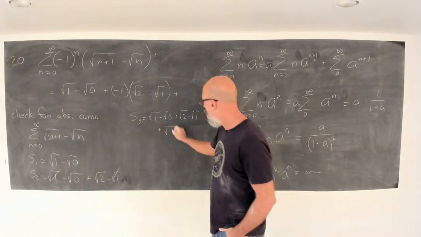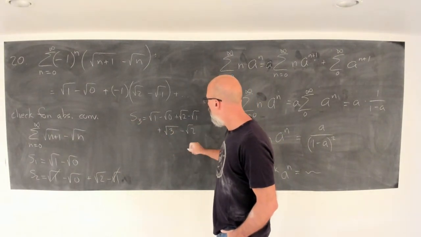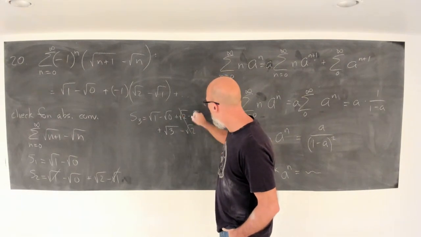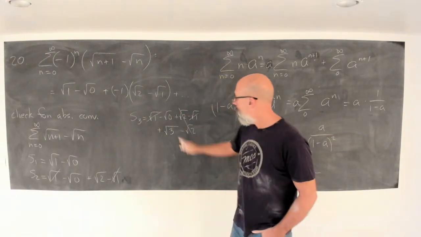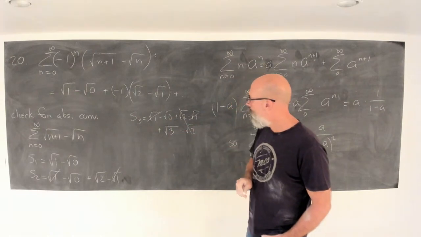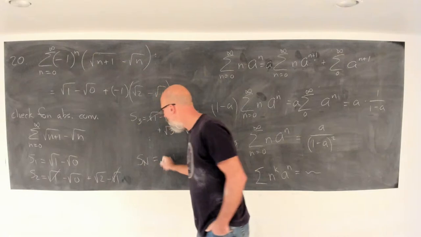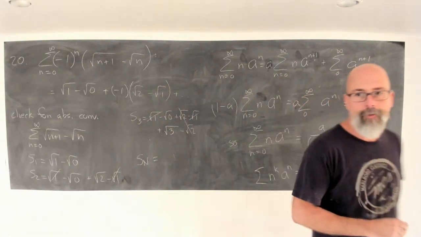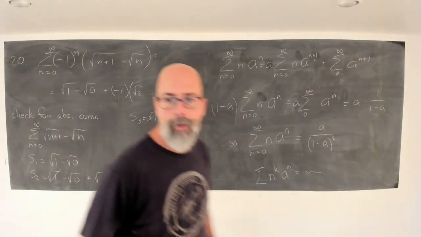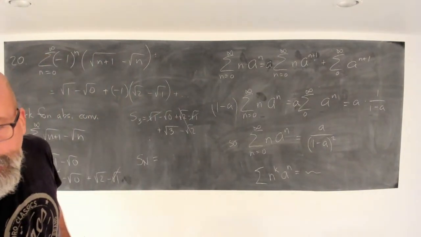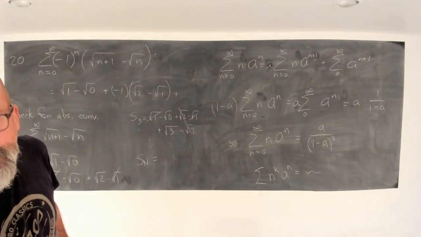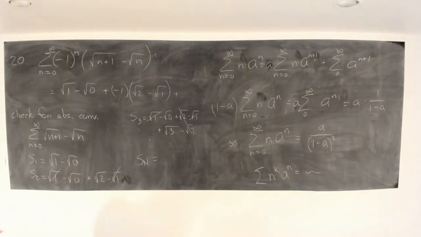When n is 2, you get root 3 minus root 2. And these cancel out, and those cancel out, leaving you with root 3 minus root 0. And I think we see a pattern, right? What can we say about root n? I mean, sorry, I gave it to you, but what are we suggesting about Sn?